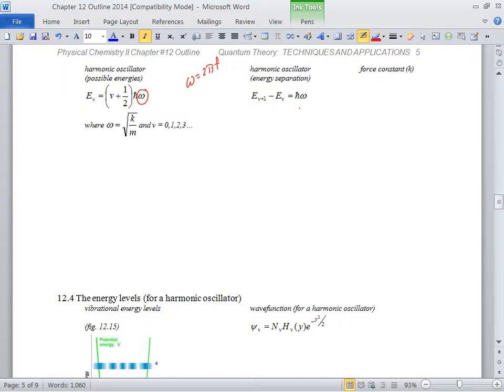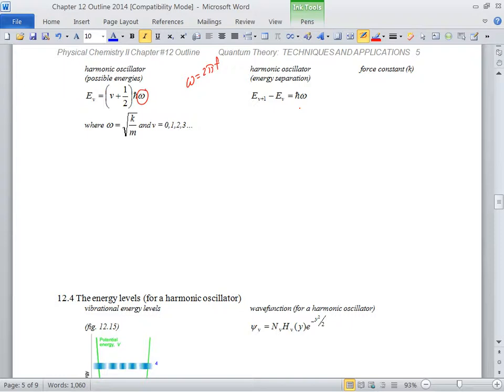Let's see if this makes sense. Here's that frequency. If I change it with a lower mass, what's going to happen to the frequency according to that equation? If I put a lower mass on there, the frequency should increase. So let's see if that works. Yeah, it definitely increased. So it works.